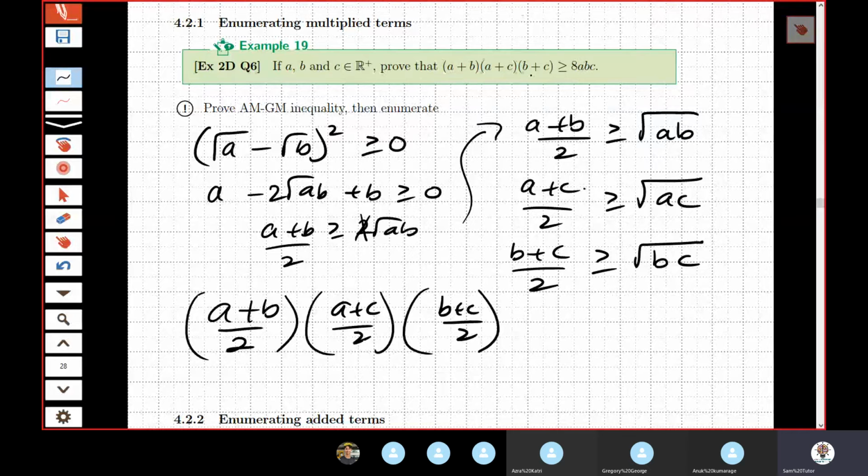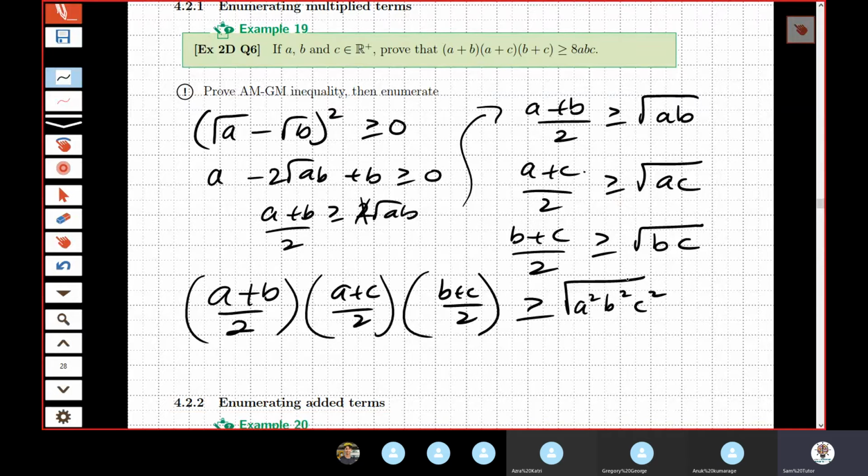You're going to times it all together. That's completely allowed, right? Greater than or equal to root AB, AC, BC. So a squared, b squared, c squared. And then I think you guys can see that cancels out. 2 times 2 times 2 is 8. And you're done.